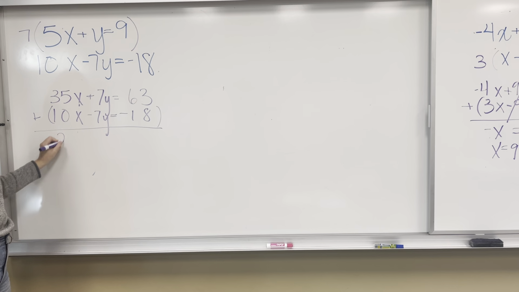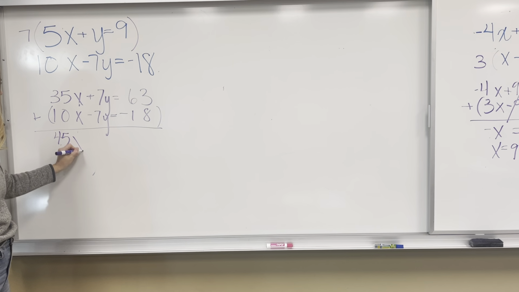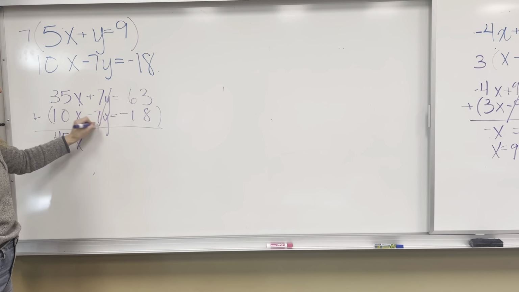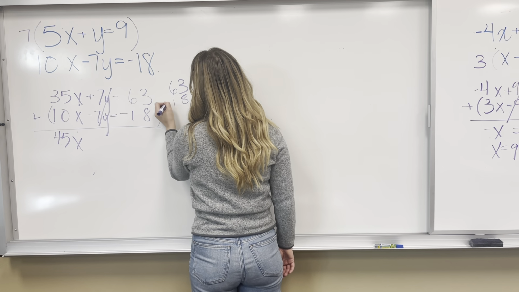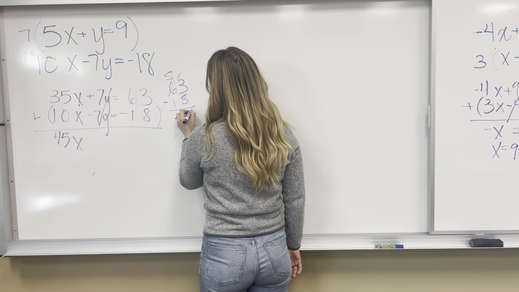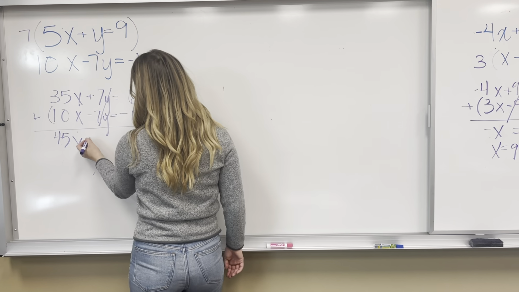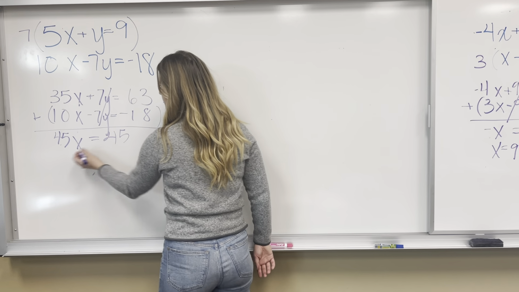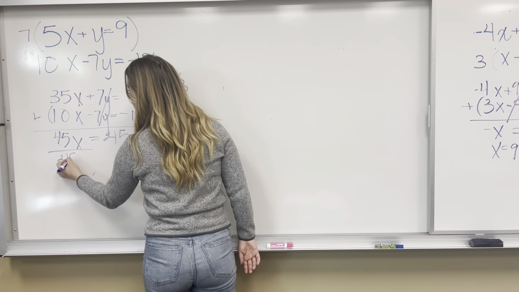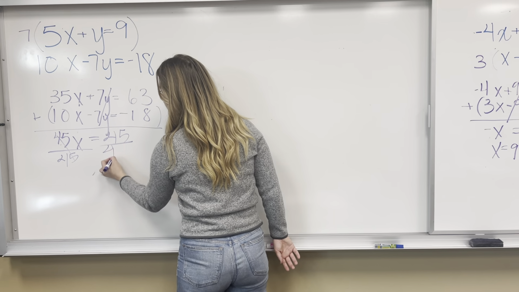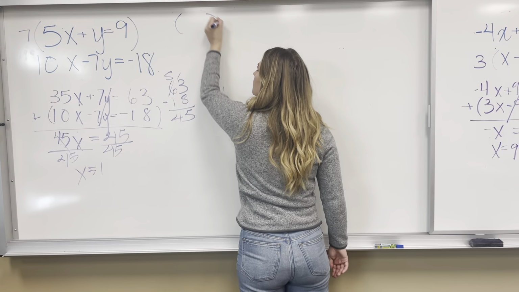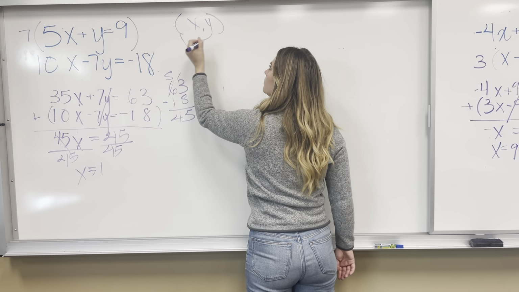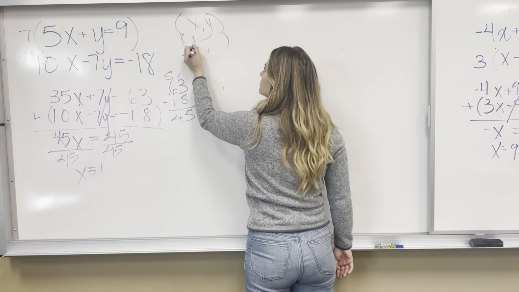35x plus 10x is 45x. 7y plus negative 7y is 0. And 63 plus negative 18 is 45. Perfect. So if we divide each side by 45, we get x equals 1. So let's solve for y.